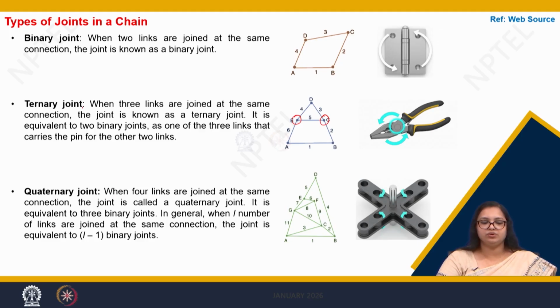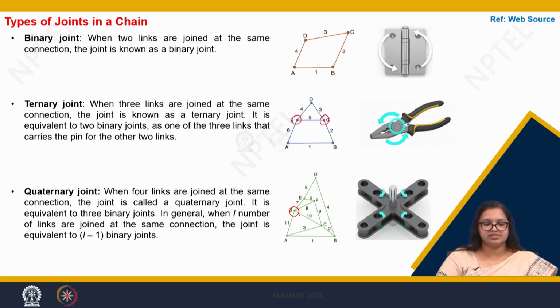Now coming to the quaternary joint. Similar to the ternary joint, when there are 4 links joined together at a single point, we call it a quaternary joint. Here in this figure, we can see there are 11 links. However, at the point G, we can see there are 4 links, that is 11, 10, 8 and 7. They are joined at one single point to give you a quaternary joint.